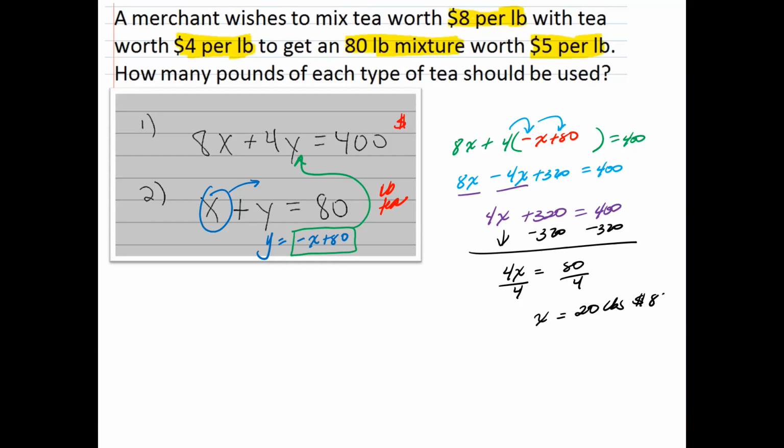So remember, your total number of pounds is 80 pounds. So then if your total is 80 pounds, then what's 80 minus 20? Then it should be 60 pounds of tea at the $4 level. And this is your answer right here.